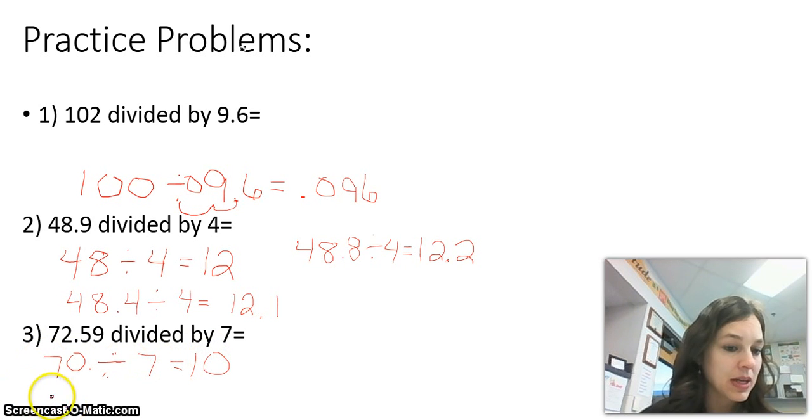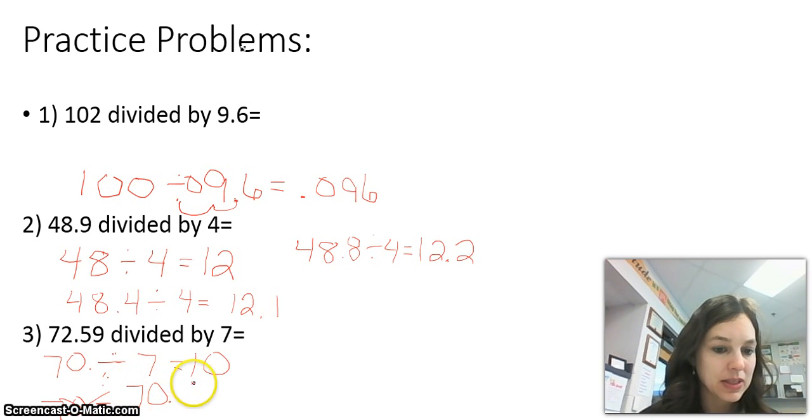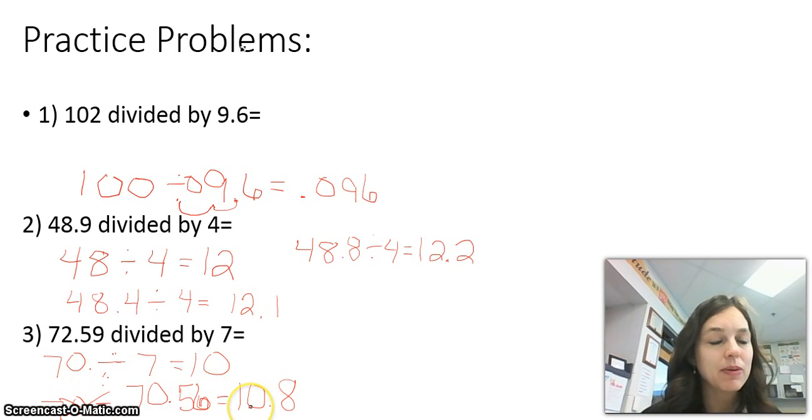We could go 70.56, because 7 goes into 56 evenly. If we wanted to, that would be 10.8, because 7 will go into 56 8 times. But anyway, we're just rounding or using compatible numbers to get a good close estimate.